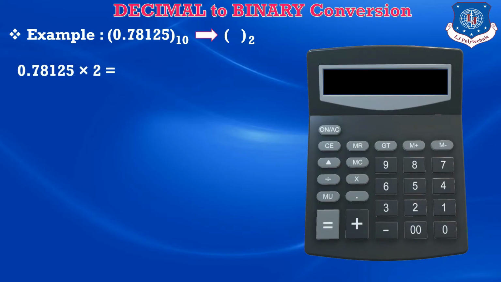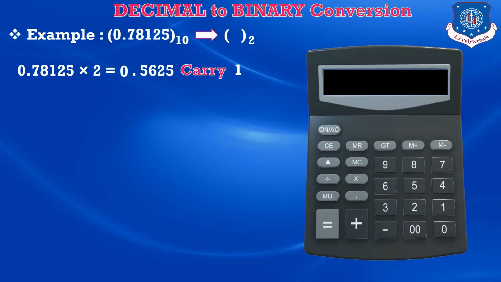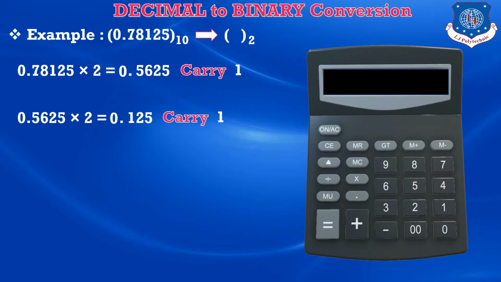Now 0.78125 is multiplied with the base or radix of the binary number, 2. Then we will get the answer 1.5625. Amongst this 1.5625, we consider 1 as a carry. Now the remaining term becomes 0.5625. This 0.5625 is further multiplied with 2. Then we'll get the answer 1.125. Amongst this 1.125, 1 is considered as a carry. So the remaining term will become 0.125.